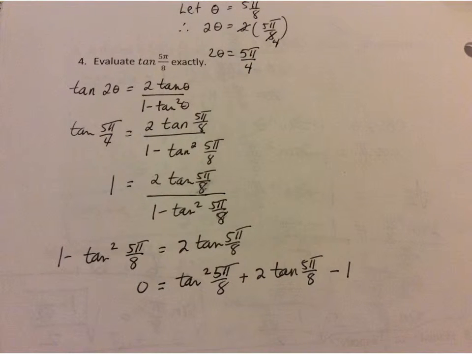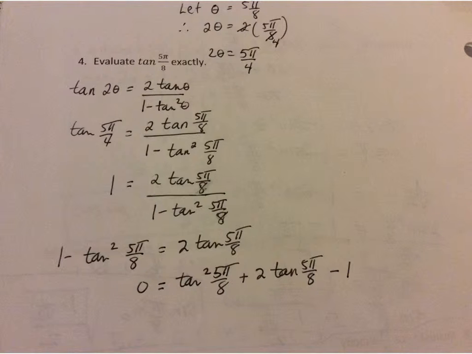Hi everyone, so we're continuing on with 7.3, number 4, evaluating tan 5 pi over 8, exactly. Same thing as we did in the previous example, we'll let theta equal 5 pi over 8. When we multiply by 2 for 2 theta, it's going to be 5 pi over 4. So we're going to use the double angle formula for tan 2 theta, replacing 2 theta with 5 pi over 4 and theta with 5 pi over 8.